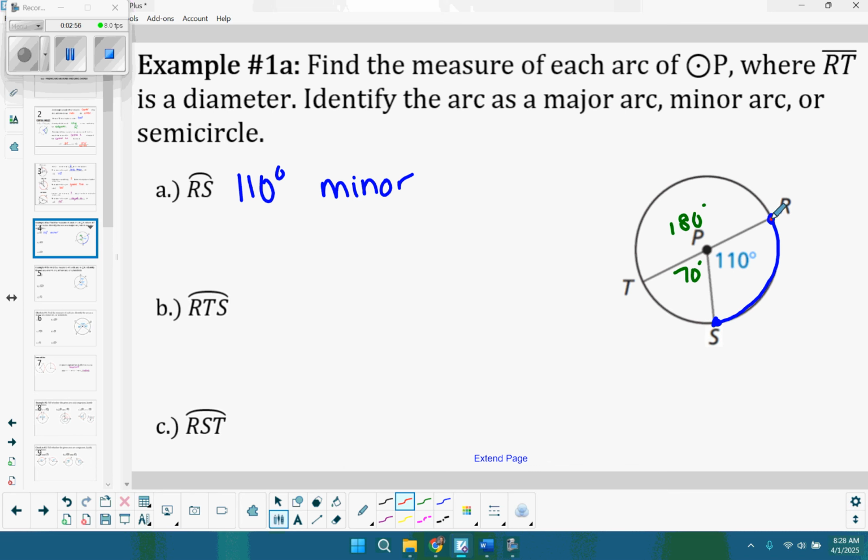RTS, so we start at R, we hit T, and then we hit S. So we're using both arcs, RT here and TS here. So 180 plus 70 is 250 degrees. And that would be a major arc because it was more than 180. An arc RST starts at R, hits S, then T. So we're talking this part here. Since its endpoints were the diameter, that tells me it's a semicircle and it's 180 degrees.